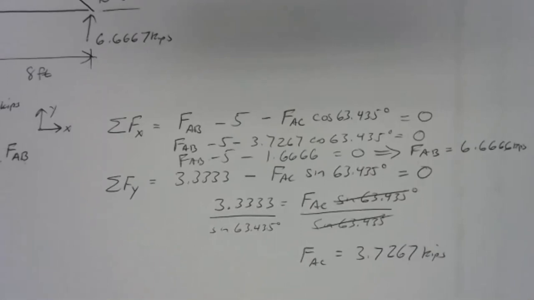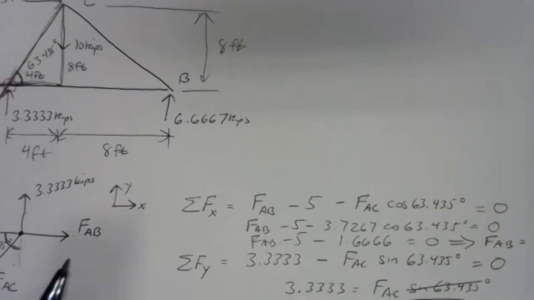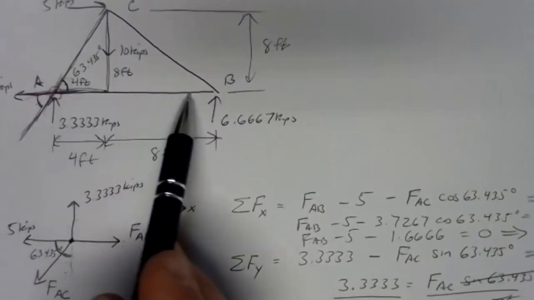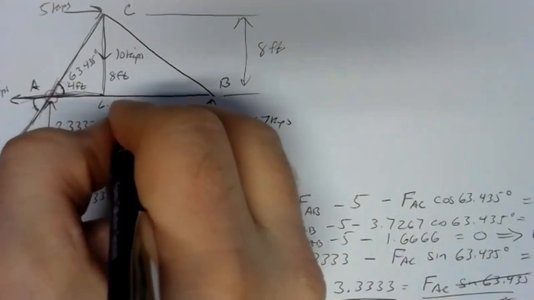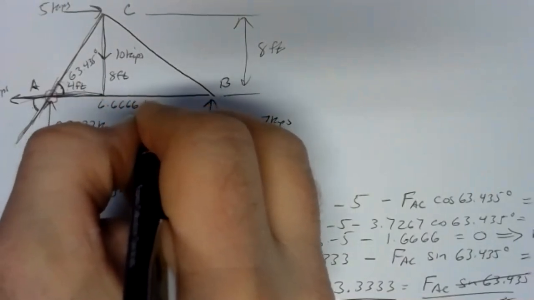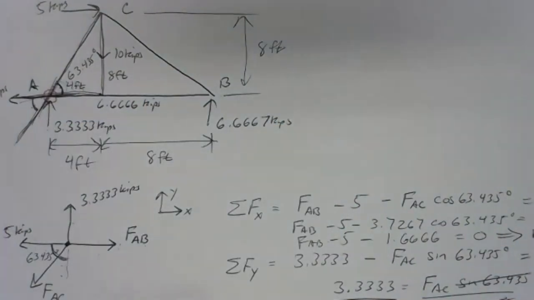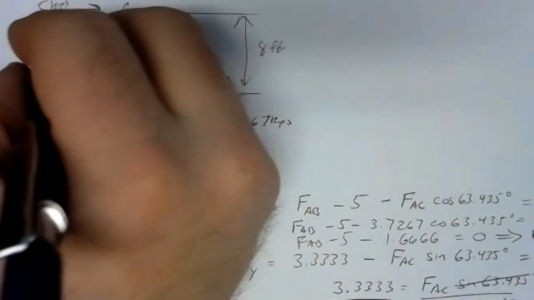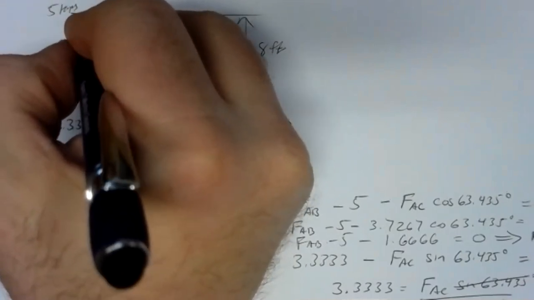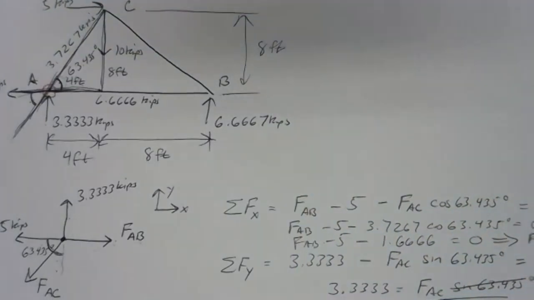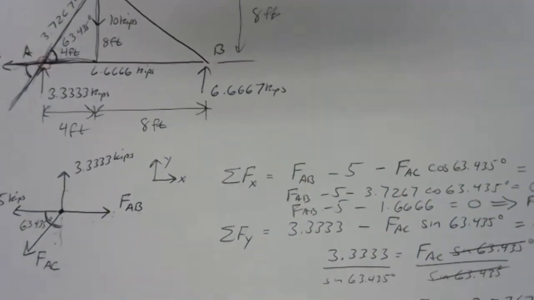So that is the beginning of the method of joints. That's one joint solved. And in one joint, we have figured out two of our truss members. We figured out the load that member AB carries. Member AB is carrying 6.6666 kips of load. Member AC is carrying 3.7267 kips. But just finding the loads is only half the story.